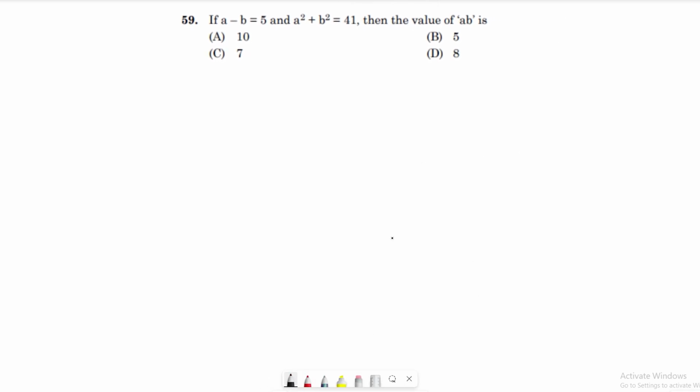Okay. This is another sum regarding variables and equations. This is a sum of linear equations in two variables. How to do it?